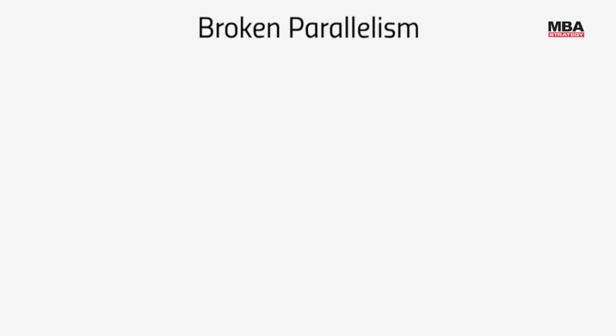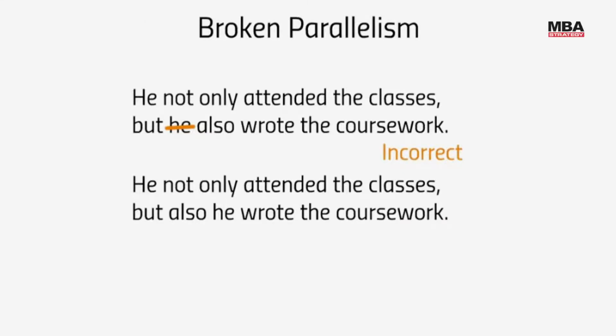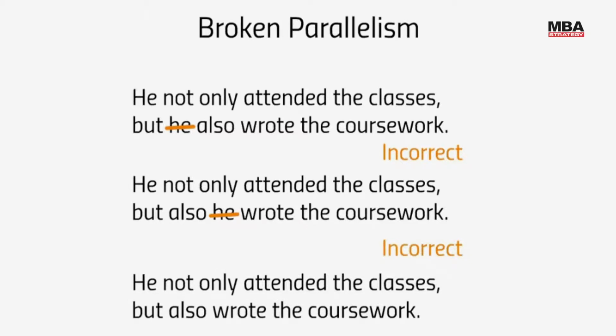Beware of broken parallelism. In this example, the second part of the conjunction not only but also is interrupted by the pronoun he. This is a common type of incorrect answer choice. The second part of the conjunction should be followed by the verb. So the pronoun he breaks the parallelism again. And this is how this parallel structure should look.